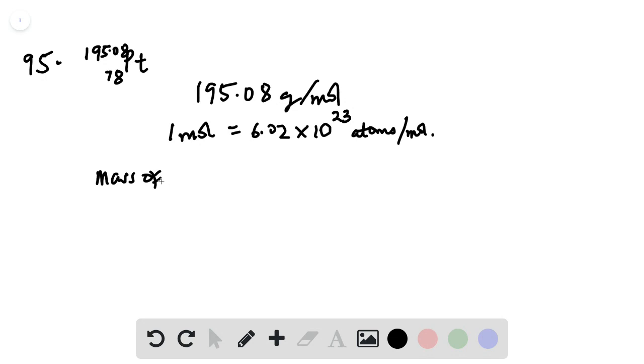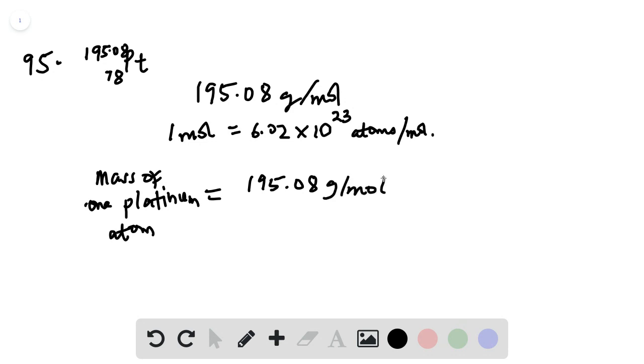So essentially, the mass of one platinum atom is going to be 195.08 grams per mole, because this is the number of grams in 1 mole of platinum, divided by the number of atoms in a mole of platinum, 6.02 times 10 to the power 23 atoms per mole. We're going to see that here the moles cancel, so we're left with grams per atom.